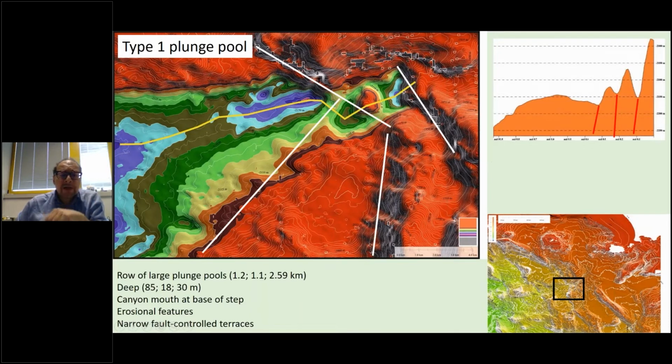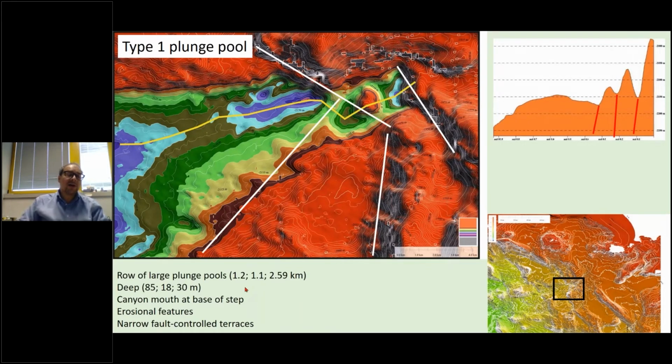In here we have a row of 3 plunge pools. You can see them in here, in there, and in there. These are located at the base of this escarpment, are connected to this canyon, and they are in an area where we have different steps and terraces, which are bounded by these folds, which are indicated by these white lines. And you see that in the profile, I have interpreted that each of these terraces forms its own plunge pool here, in there, and in there.